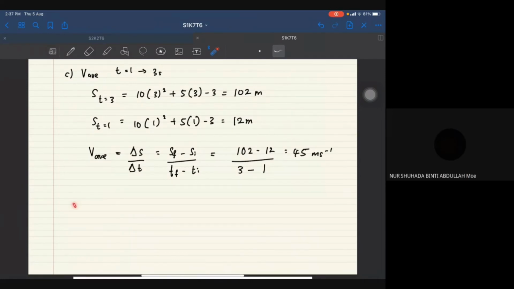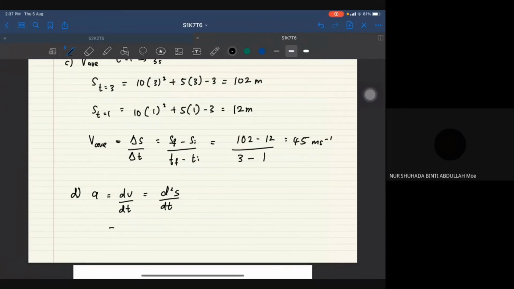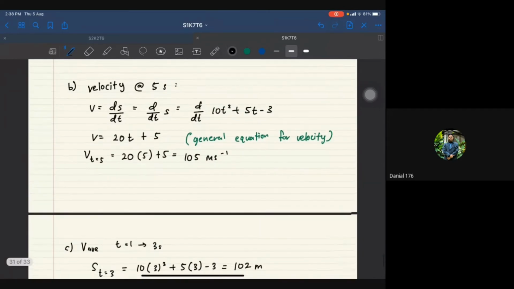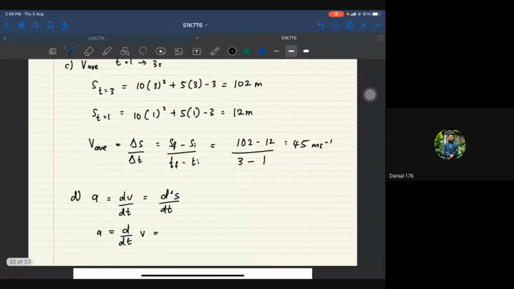Okay. So yang D tu, kalau kita nak cek a instantaneous is equals to, dia adalah dV over dt. Mana nak dapat dV dt ni? Sebenarnya kita kena differentiate 2 kali ds dt. Okay, tapi sebab kamu dah differentiate tadi sekali, so jangan buat banyak kali pula. So what you need to do is that you can differentiate d dt v tu. So equation for velocity kita dah ada 20t plus 5.